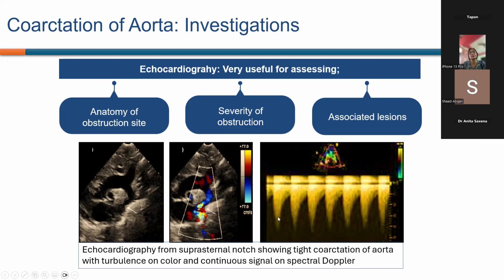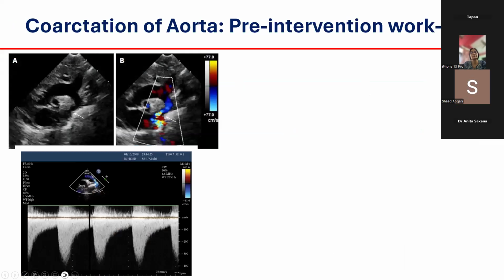So this continuous signal, as we call it, or a drag, as we call it, is quite suggestive of coarctation. And if it is really continuous throughout systole and diastole, it indicates severe coarctation of aorta, even if the gradients are 30 or 40. So besides this picture, as I showed you here of echo, in many older patients or adults, you may not get such good pictures.